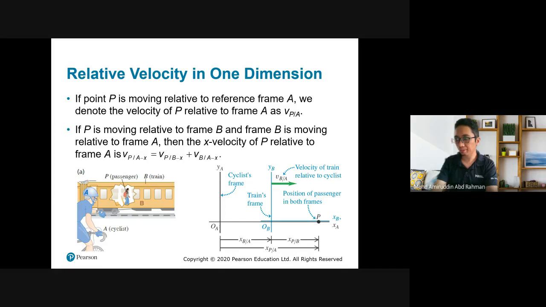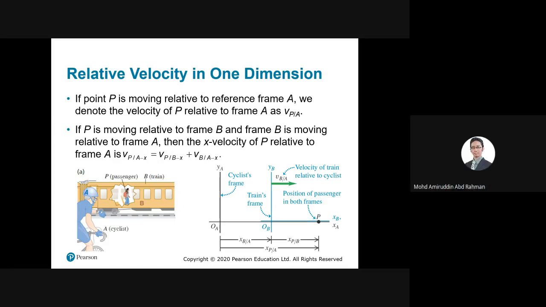So basically, VPA is actually the combination of VPB and VBA. You look there: P relative to B and B relative to A is equivalent to P relative to A. Give me a second.